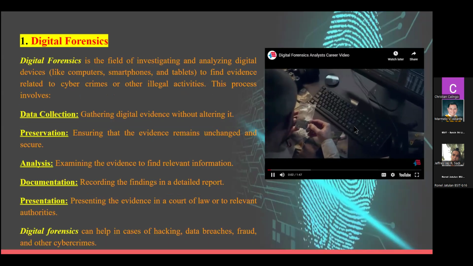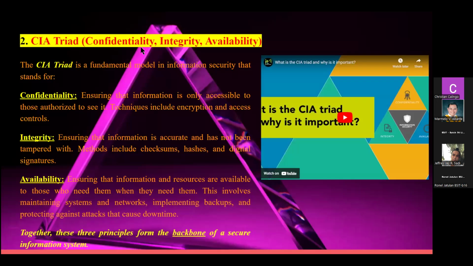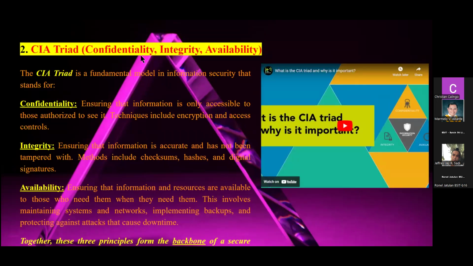Digital forensics. CIA triad, or confidentiality, integrity, availability.